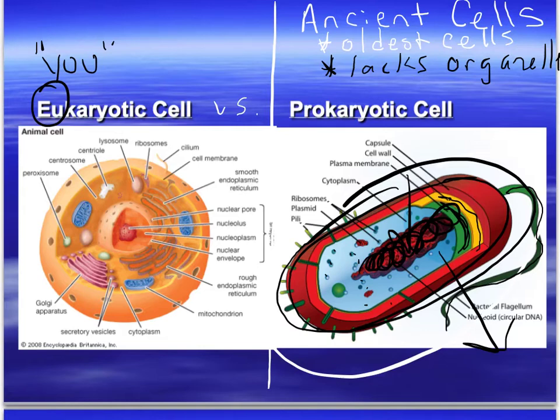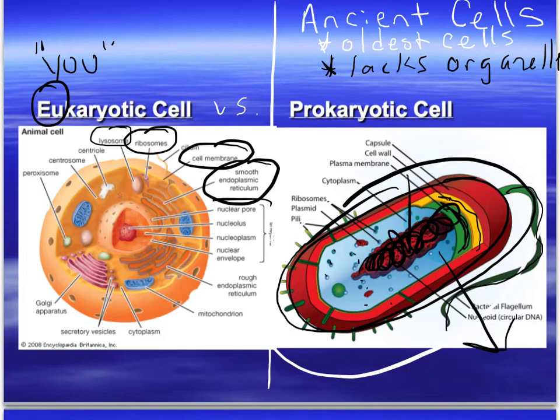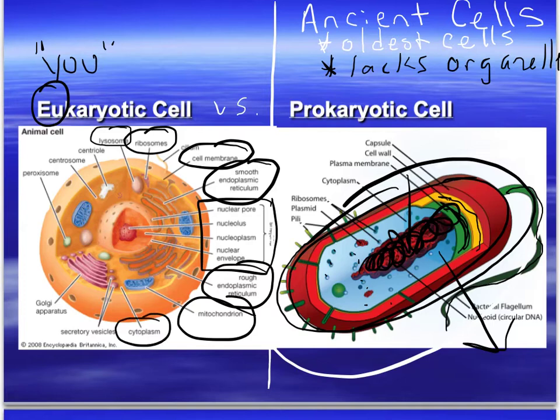Now you guys are going to have to know all of these different organelles and what they do. You're going to have to know what the lysosome is and what it does, what the ribosomes are, the cell membrane, the smooth ER, all the parts of the nucleus, the rough ER, the mitochondria, the cytoplasm, the vesicles, and the Golgi apparatus. 1, 2, 3, 4, 5, 6, 7, 8, 9, 10, 11, 12, 13 different parts of the cell. And you have to know what their function is, and we're going to work on memorizing that, because I think that's the best way to tackle this.